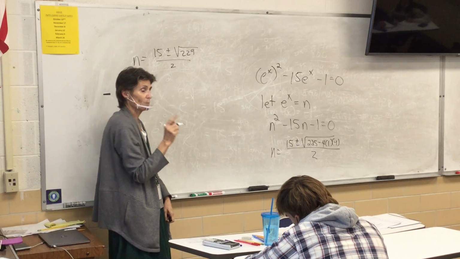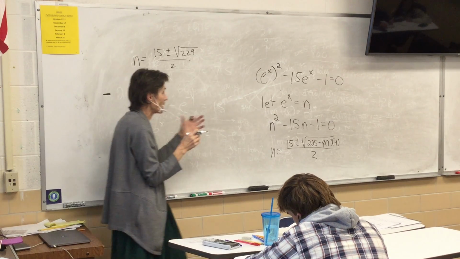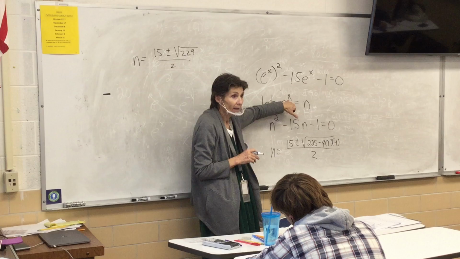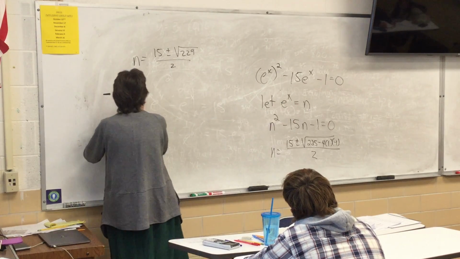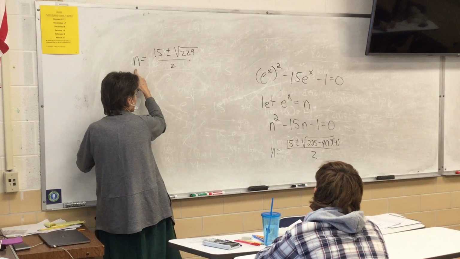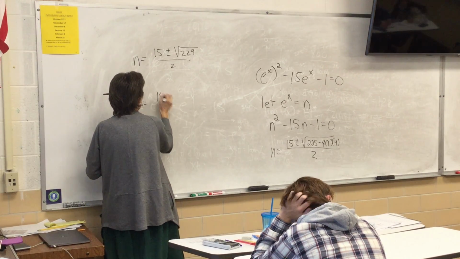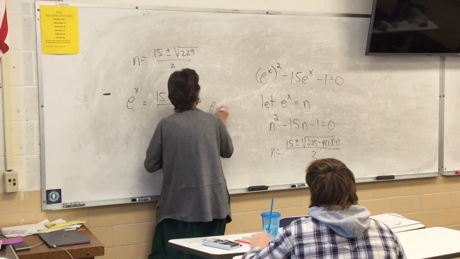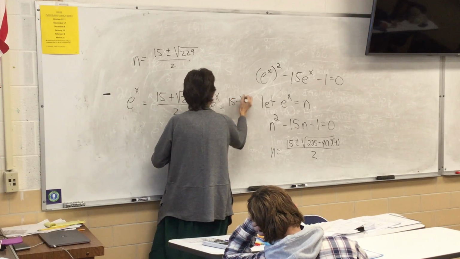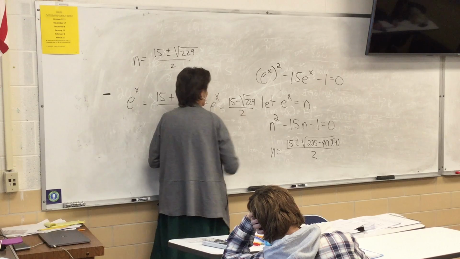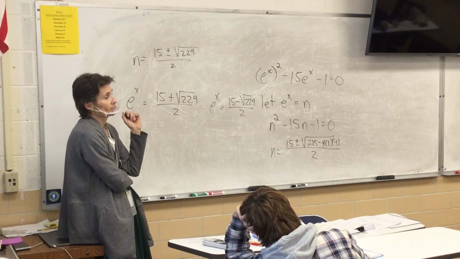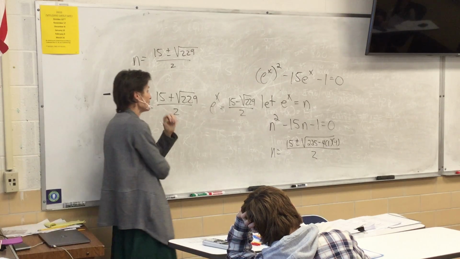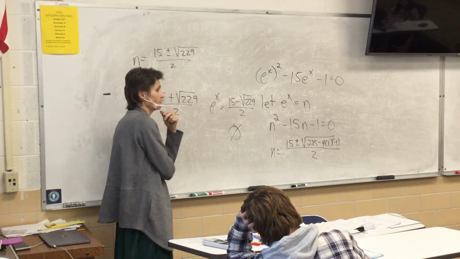Okay, now remember, I mean, that would be great if our job was to solve for n, but our job wasn't to solve for n, our job was to solve for x. So, e to the x, that's n, e to the x equals 15 plus the square root of 229 over 2, or e to the x equals 15 minus the square root of 229 over 2.